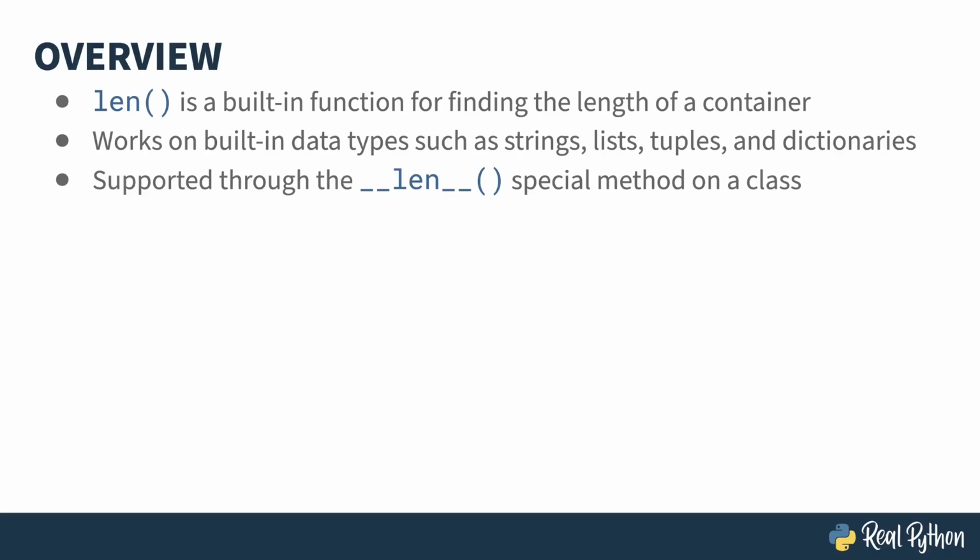Everything in Python is an object, and operators are built through special methods on these objects. The len function uses just such a special function called dunderlen.